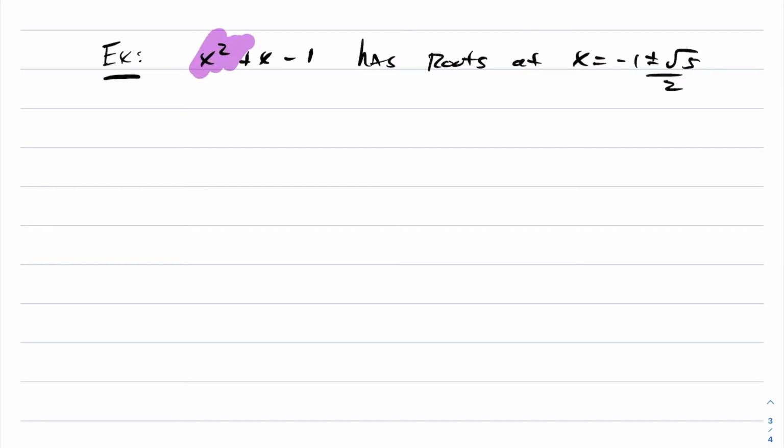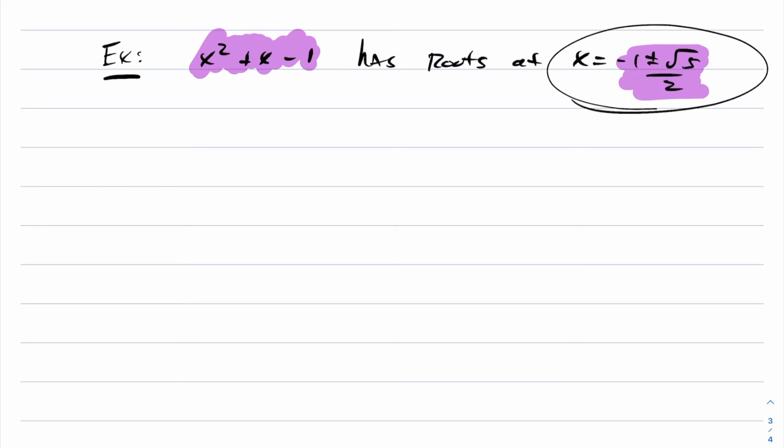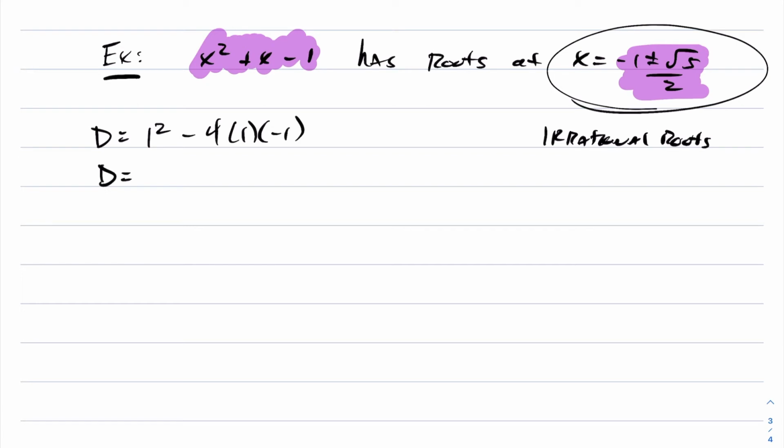Okay, let's take a look at this next example here. Here I have a quadratic, x squared plus x minus 1. It actually has roots at negative 1 plus or minus root 5 over 2. So the roots that this quadratic has are irrational. And furthermore, this is not factorable. You can't think of two numbers that multiply to be negative 1 and add to be 1. So what does the discriminant tell us here? Well, the discriminant is going to be b squared minus 4ac. So my discriminant here is going to be 1 plus 4. My discriminant is 5. This is not a perfect square.